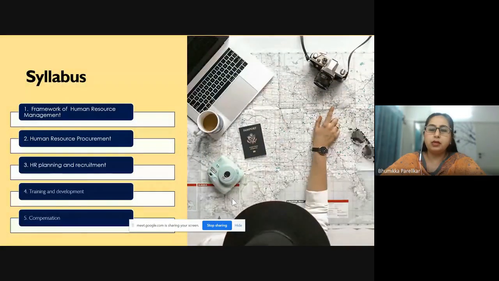So, in this particular subject, we are going to cover 5 different modules. The modules are Framework of Human Resource Management, Human Resource Procurement, HR Planning and Recruitment, Training and Development, and the last one is Compensation.